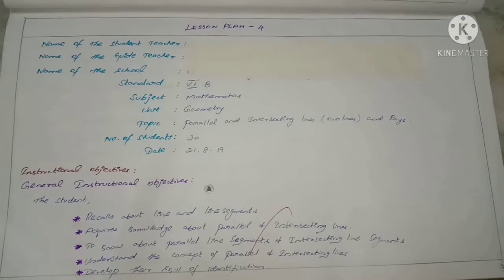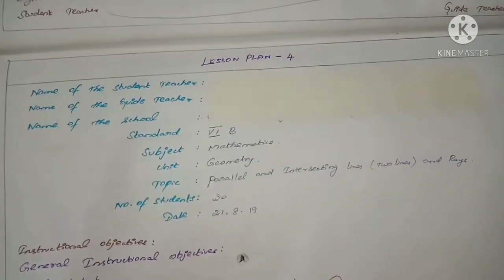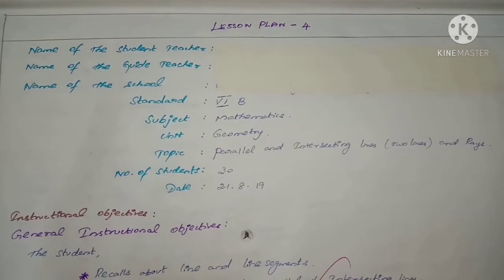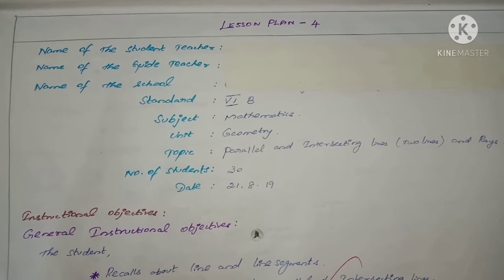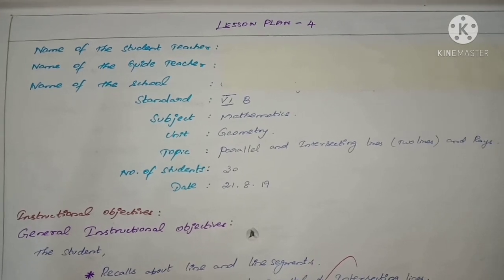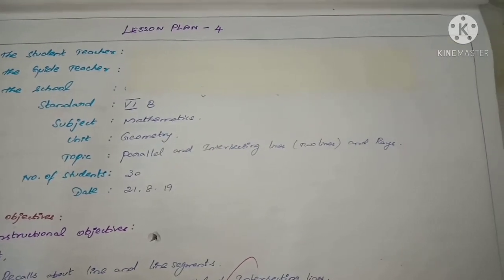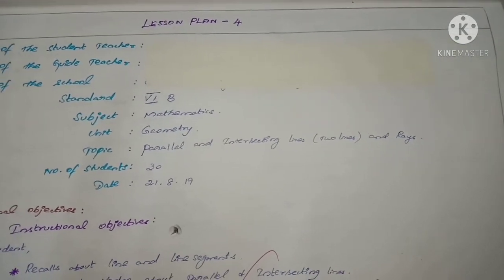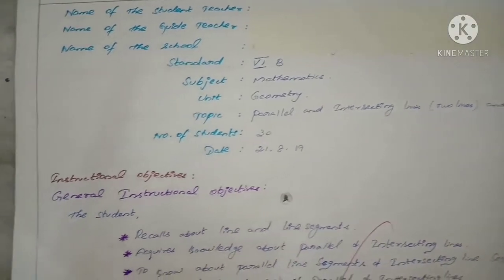Hello friends, today we are going to see about lesson plan number 4. First we have to write the name of the student teacher, name of the guide teacher, name of the school, standard, subject, unit, topic. Topic name is parallel and intersecting lines, two lines and rays. Then total number of students, then date.